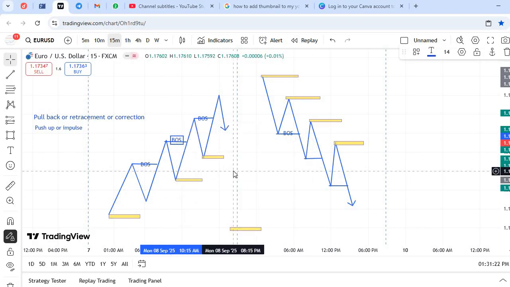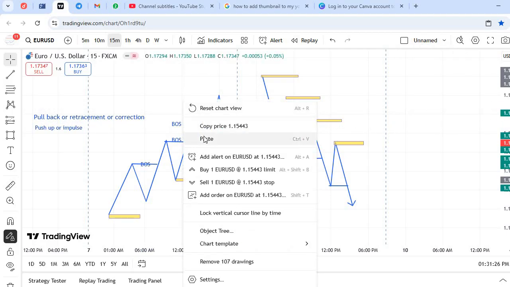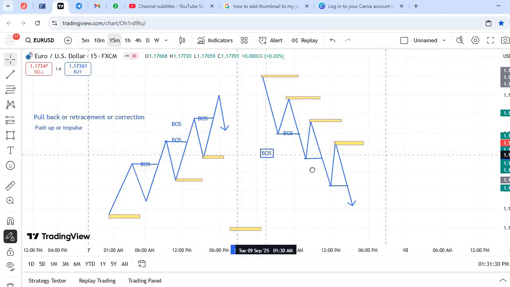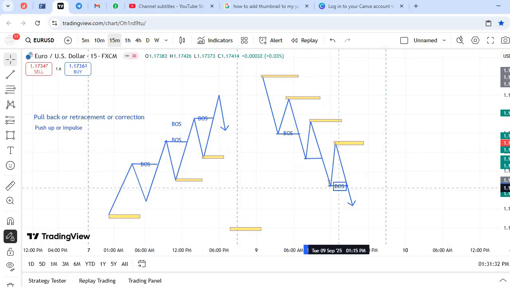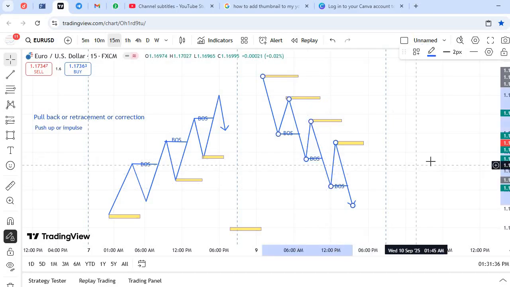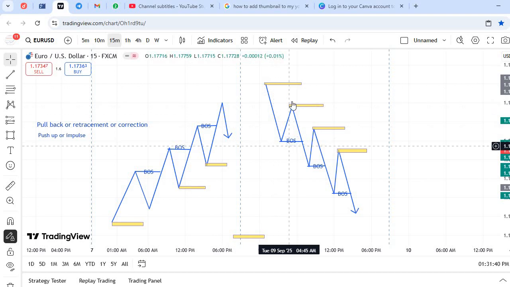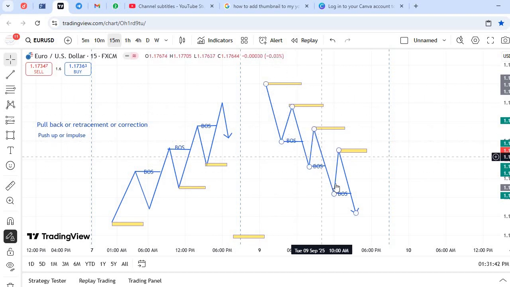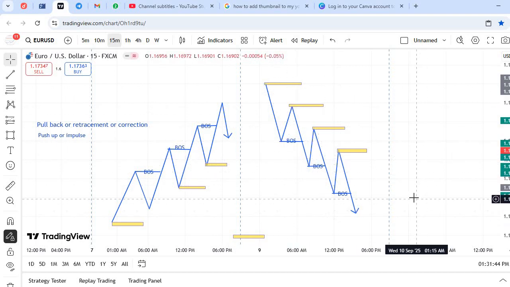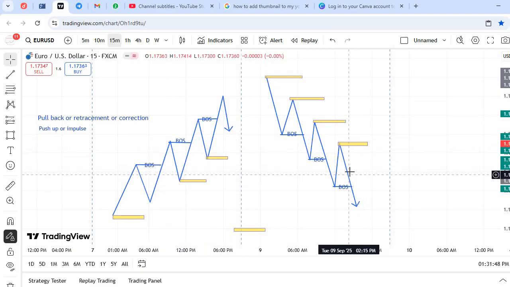So it is impulse correction, or impulse pullback, or impulse and retracement. Can you see? This is what we have in here. Impulse, correction, impulse, correction, impulse, correction. Can you see? Now this is for an uptrend and this is for the downtrend.